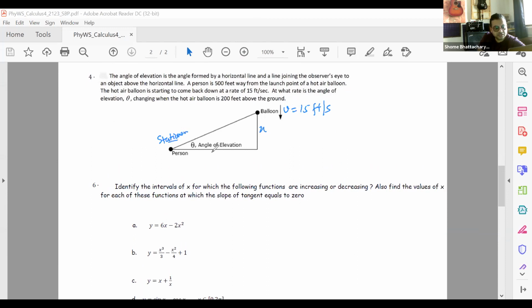So since this is stationary, this distance, the base of this triangle, will be a fixed quantity. So capital D, which is given to us as 500 feet, is a constant. But X, which is given to us as 200 feet, is the instantaneous value of X. So as you can see, X is changing at the rate of minus V again. Why minus? Because X is decreasing.